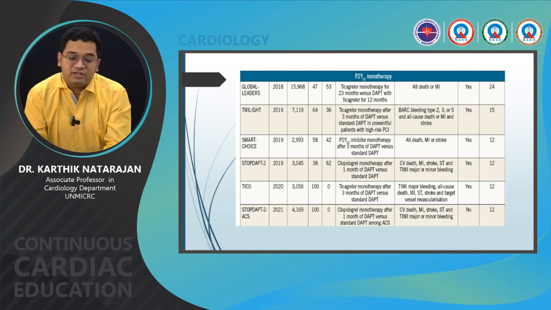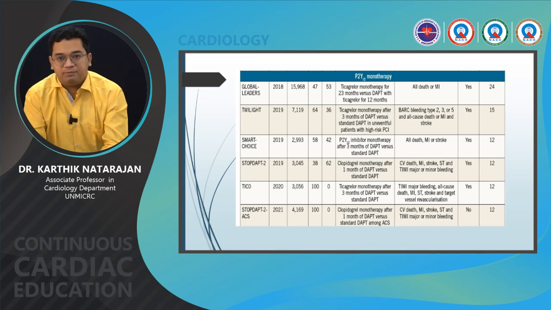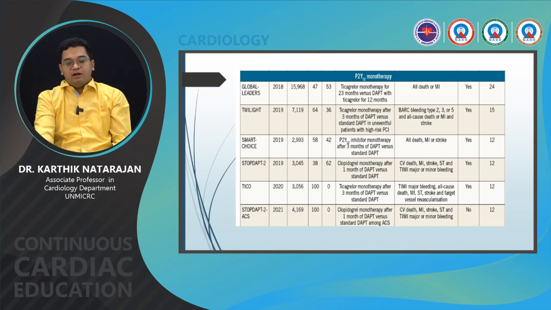The TWILIGHT arm was ticagrelor monotherapy after 3 months of DAPT versus standard DAPT in high risk PCI. Now this was a very important trial because after 3 months of DAPT, you are switching to ticagrelor monotherapy, and this group of patients were high risk patients who underwent bifurcations, they had CTOs, and so the bleeding risk, you can see that is significantly lower in the monotherapy arm as compared to the DAPT arm. So if the ischemic events remain the same, this is a very good therapy which can be given after 3 months of DAPT.